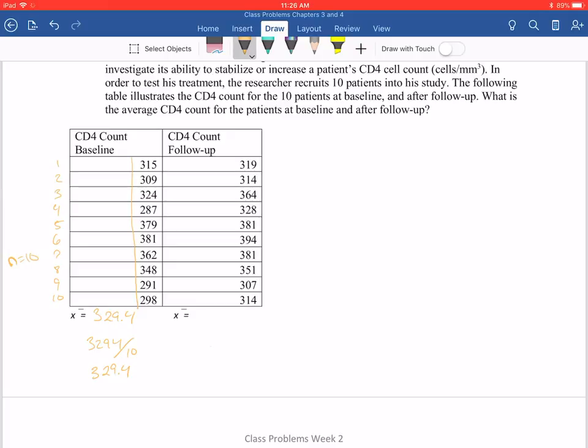Same thing here. You're going to sum up the CD4 count following it. It's 3,453 divided by 10, and you're going to get 345.3. And there we go. That is our average CD4 count at baseline and follow-up.